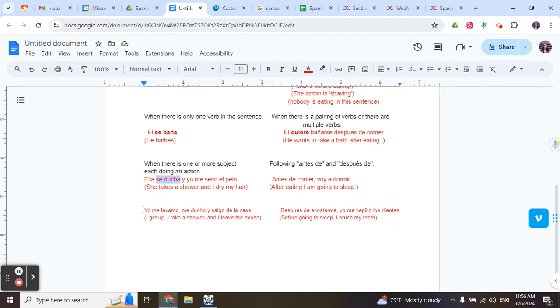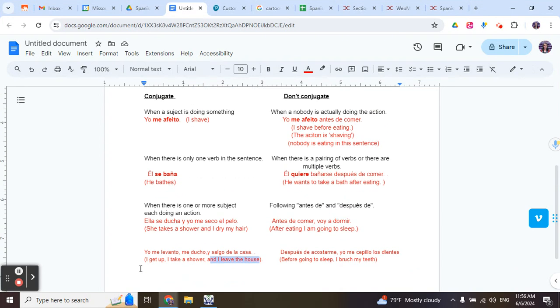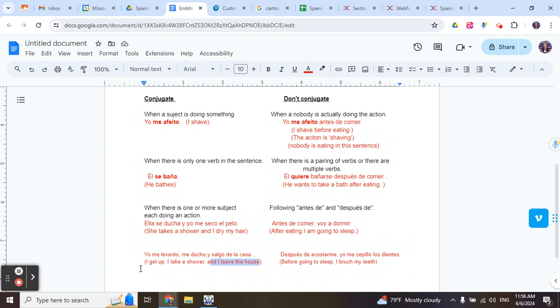Another example is if one person is doing several things. Yo me levanto, me ducho, y salgo de la casa. I get up, I take a shower, and I leave the house. Again, I'm not indicating if I do it before something else or after. These are the actions that I'm taking. I get up, I take a shower, and I leave the house. Okay, so these are times where we would be conjugating, when somebody is actively doing something in the sentence.